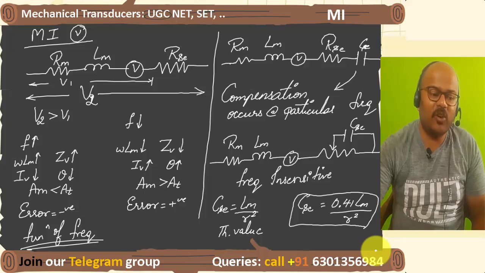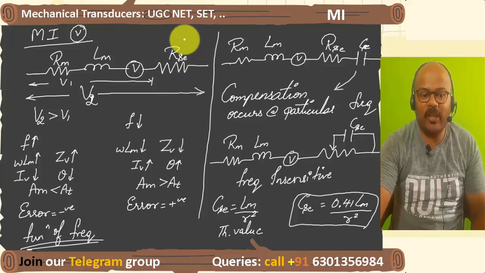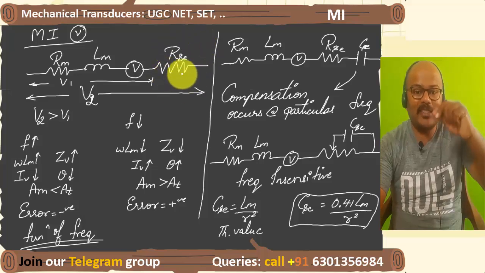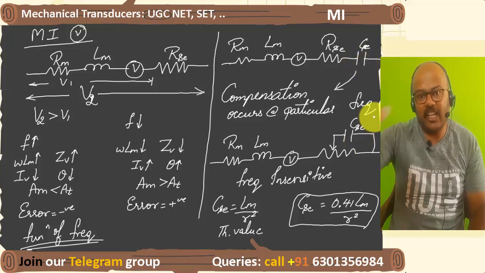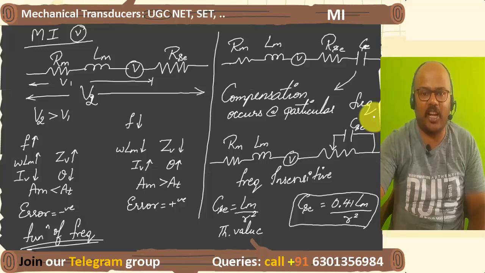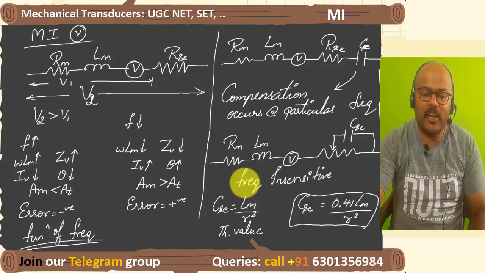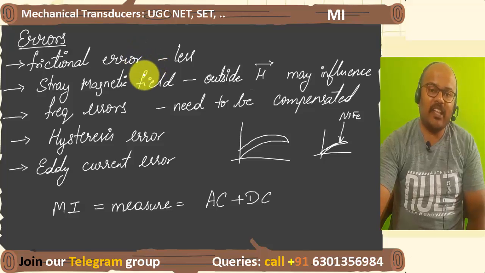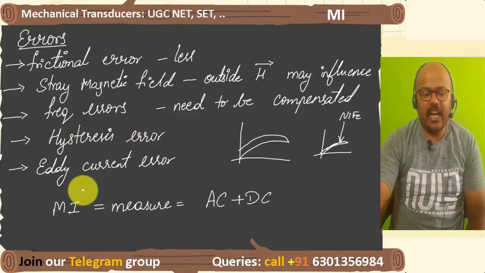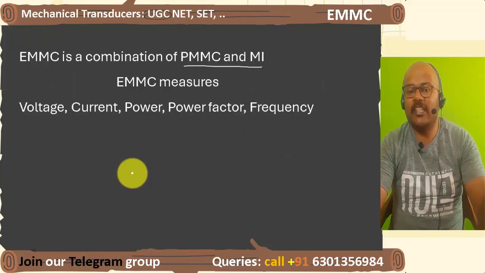In the case of the moving iron voltmeter, to increase the range, we make use of RSC. In order to compensate, capacitance alone is not enough. That capacitance will have a spring moment kind of thing, nothing but a variable capacitance you have to adopt. So this circuit is a frequency insensitive circuit. In the case of MI also, you will have the errors: frictional error, stray magnetic field error, frequency error, hysteresis error and eddy current error. In which one it will be more, in which one it will be less, we have discussed.